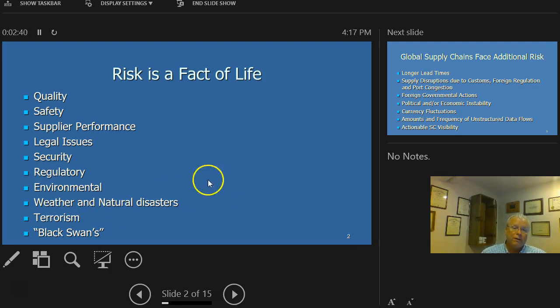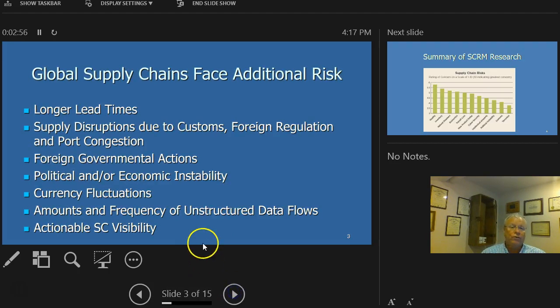So we have the policy uncertainty issues, and all these other things that kind of go into it. So this is generally an overarching snapshot of risk, what risk is.